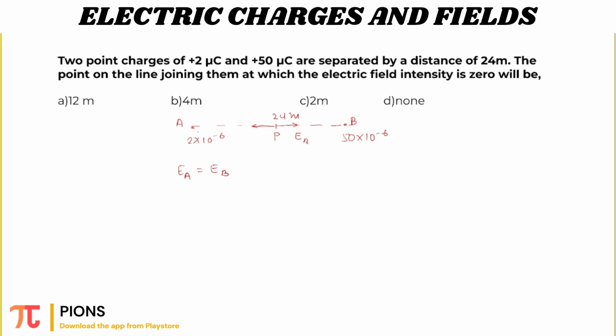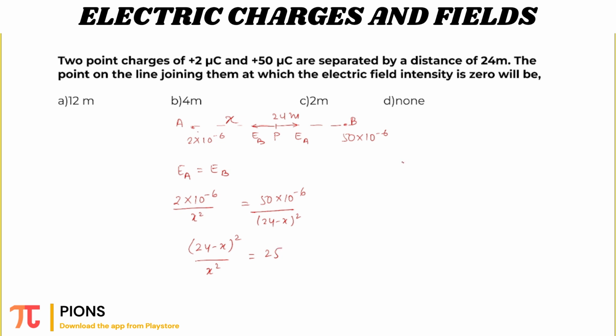Since both are positive, the field direction will be radially outward. So it is EA, this is EB, and let's put in the values. K cancels with K on both sides, so charge Q upon R squared, which is x squared. Let's assume this is x, and that will be equal to 50 into 10 to the power minus 6 divided by (24 minus x) whole squared. Let's cross multiply.